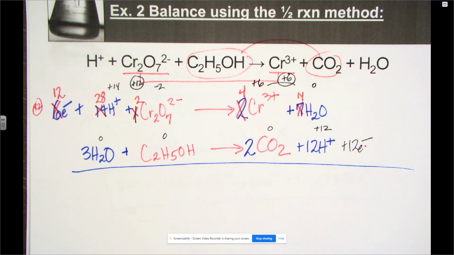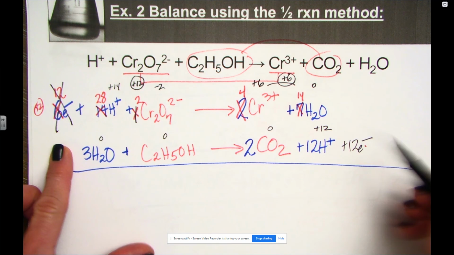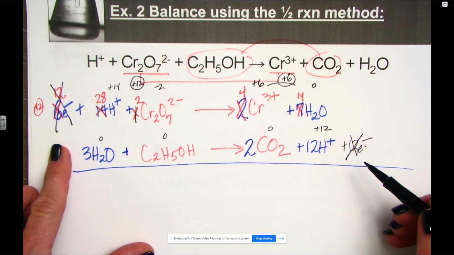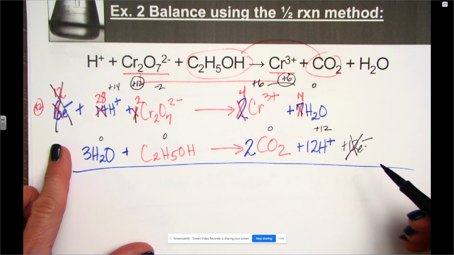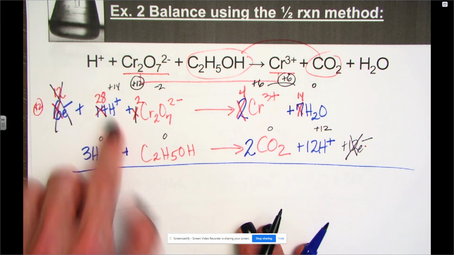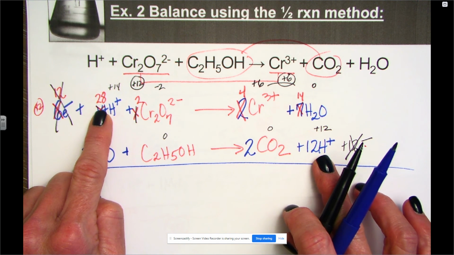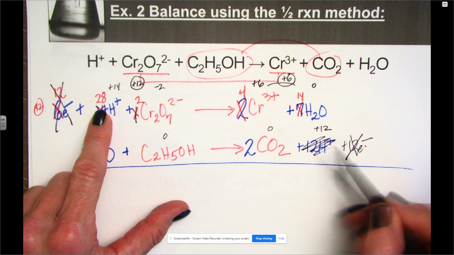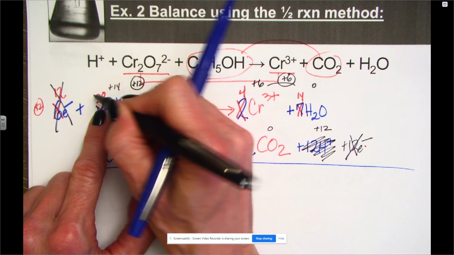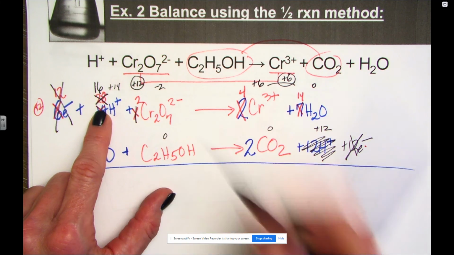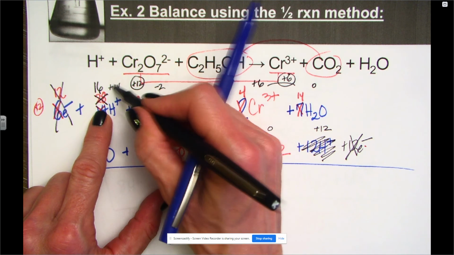Now, cancel out the identical species. So these 12 electrons cancel with these 12 electrons. Remember, they have to cancel. Now, in this redox reaction, I have other things that will cancel. Notice, I have 28 hydrogens here and 12 hydrogens here. That means all 12 of these will cancel out. So 28 minus 12 is going to give me 16 hydrogens on this side left over.